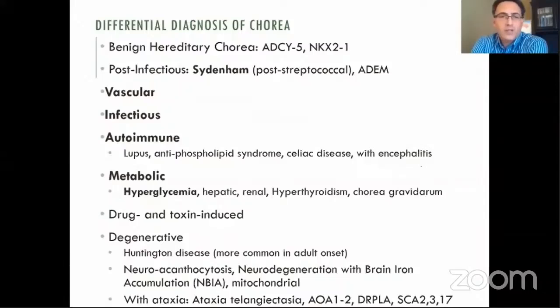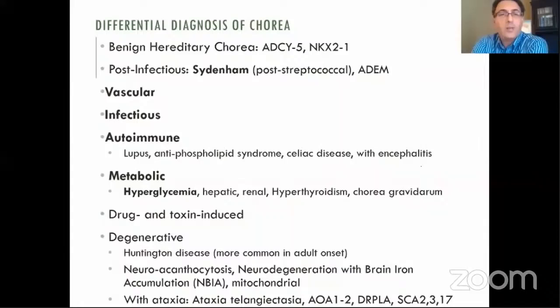Chorea in the pediatric population could be post-infectious, most often Sydenham chorea associated with post-streptococcal infection. It can be seen in the setting of acute disseminated encephalomyelitis, which often has a lot more in addition to chorea happening at the same time. Vascular causes, infectious causes, and autoimmune causes are all important acquired causes to consider in this population. Among autoimmune causes, lupus, antiphospholipid syndrome, celiac disease, and certain autoimmune encephalitis have been associated with chorea.